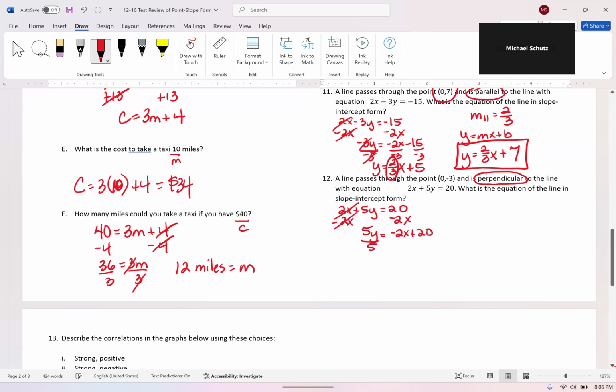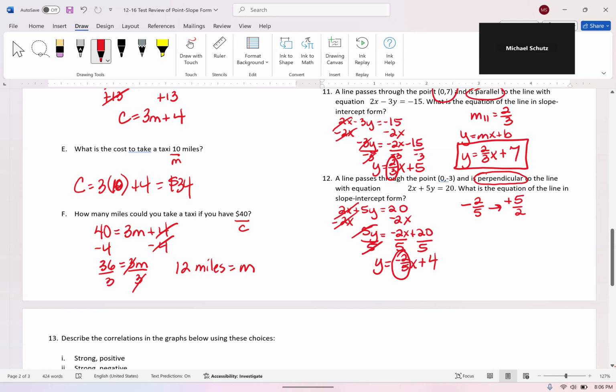Divide by 5. Negative 2 over 5 does not reduce. 20 over 5 is 4. All right, now we're not done with this one for sure, because that's the slope of the given line, but we're looking for a perpendicular line. So I've got to take the negative 2/5 and change the sign and flip the fraction.